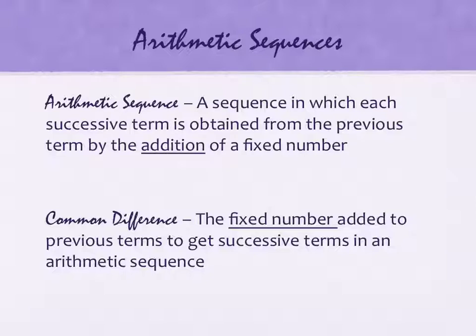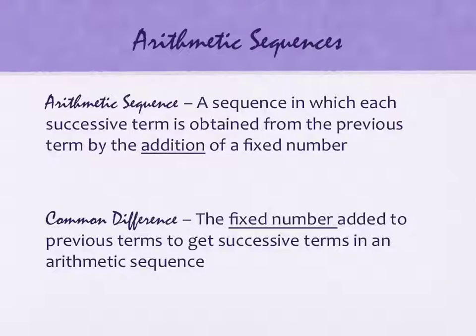The first type of sequence we're going to look at is called an arithmetic sequence. An arithmetic sequence is a sequence in which successive terms are obtained from the previous term by the addition of a fixed number. So the example that I just gave you with all the evens would be an example of an arithmetic sequence: 2, 4, 6, 8. I add a common value every single time and I can get the next one. That common value that I add is called a common difference. It's the fixed number added to previous terms to get successive terms in an arithmetic sequence.